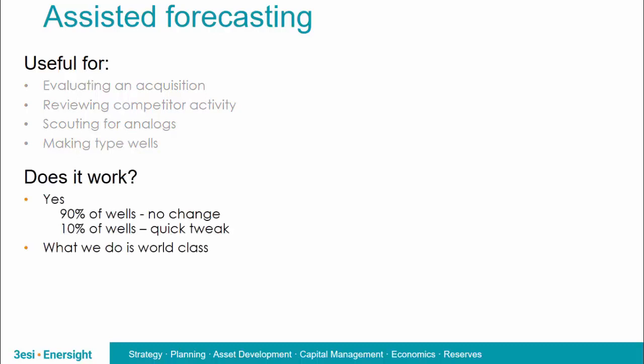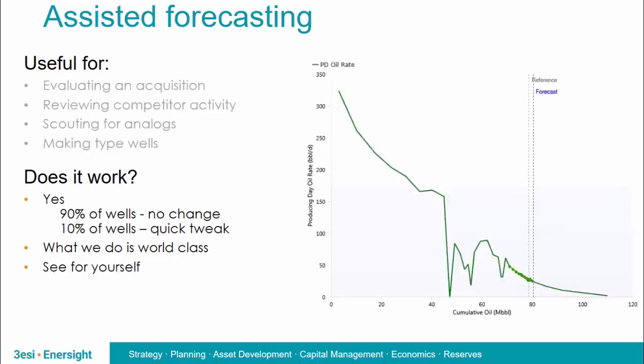Does it work? I know what you're thinking. Absolutely not. You've seen auto forecasting or assisted forecasting before, and you'll never touch it again. Well, I think you should look at the auto forecasting in Value Navigator because yes, it does work. About 90% of the wells that we auto forecast will require no change. The other 10% will not get you into trouble, but really need a quick tweak. What we do is world-class.